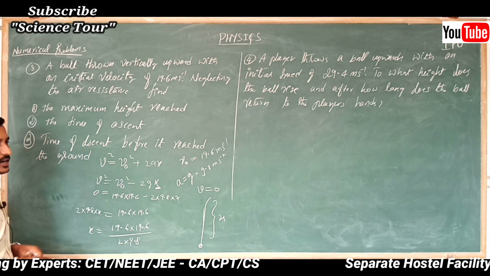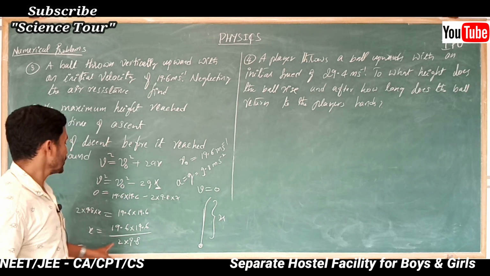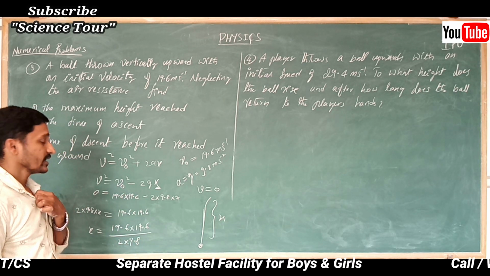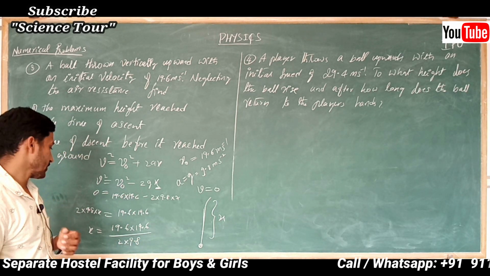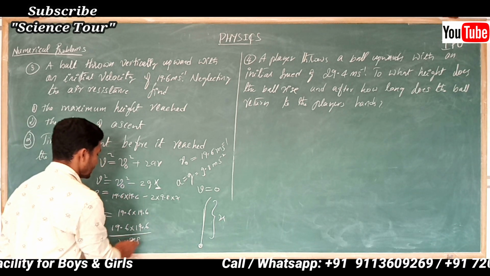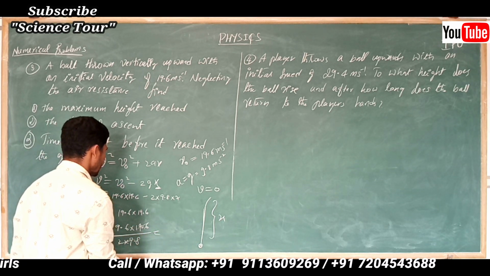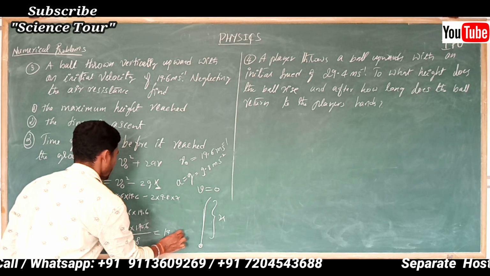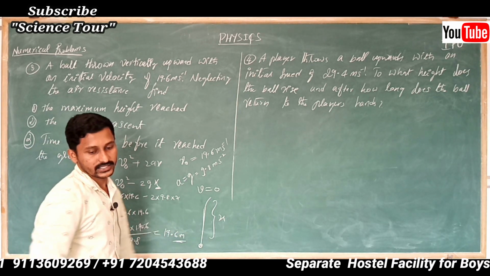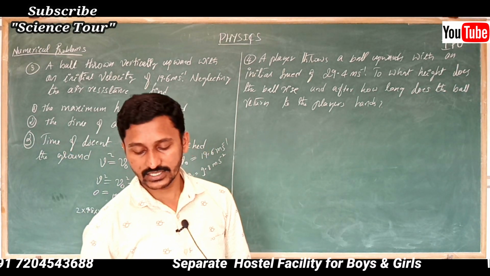2 into 9.8 is how much? 2 into 9.8 is nothing but 19.6, right? So 19.6 is cancelled, and you are going to get 19.6 meters. That is the maximum height it has travelled.